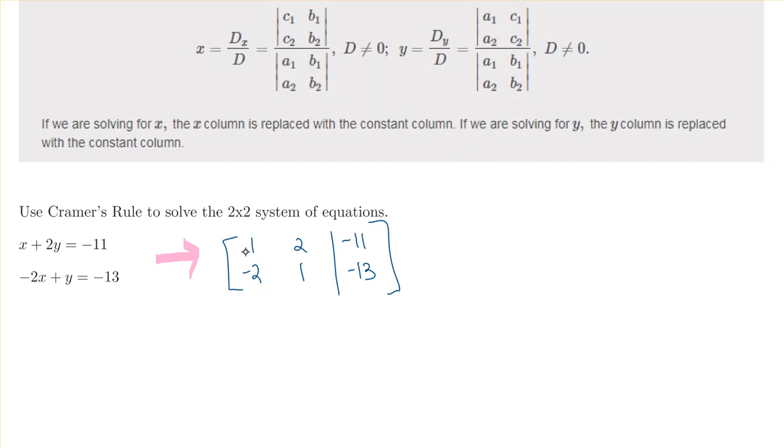So the coefficient of the first equation, the coefficient for the x is 1. First equation, coefficient for the y is 2, equals negative 11, similarly below. And if we want to use Cramer's rule, we know that we're going to need to find these three matrices. We're going to need to find D, we need to find the determinant D sub y, and then we need to find the determinant D sub x. So let's begin by just finding the determinant D. We know the determinant D will be equal to the determinant of this matrix.